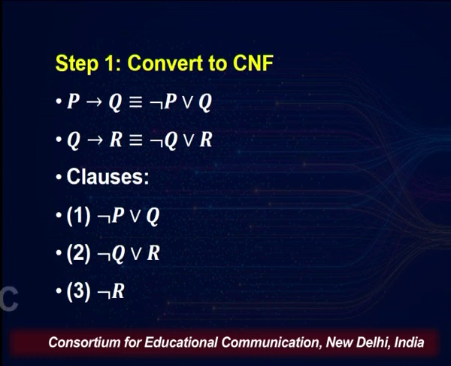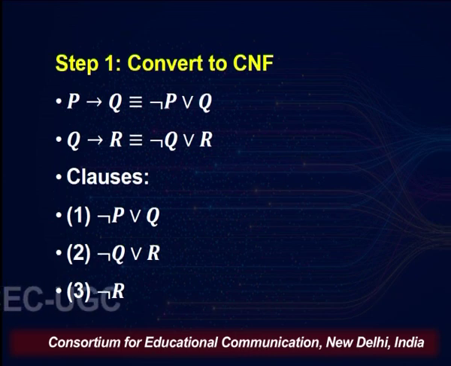Now, clausal normal form says every statement has to be in the form of a conjunction of clauses, and clauses are in the form of disjunction of literals. So, in order to convert P implies Q into CNF, we have an equivalence rule which says negation of P or Q, that is sufficient here. Then Q implies R is going to say negation of Q or R.